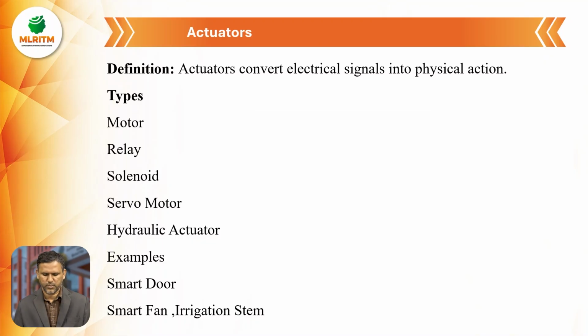So here, different types of actuators you can observe, which convert the electrical signals into physical signals. They are motors, relays, solenoids, servo motors, and hydraulic actuators. Examples of their use are smart doors, smart fans, and smart irrigation systems.